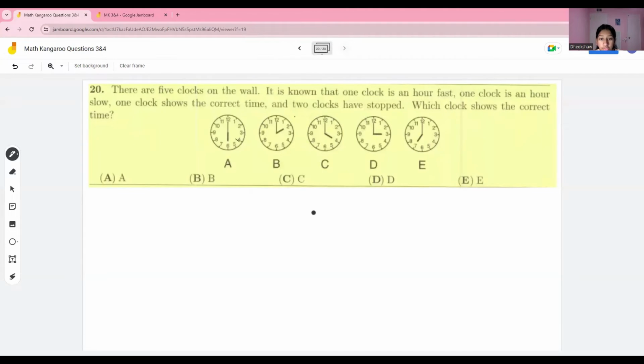So I'm going to depict the correct time as X. That will be the correct time. The clock that is 1 hour slow will be depicted as X minus 1. And the clock that is 1 hour fast will be depicted as X plus 1. So which clock shows the correct time? Let's try writing down these times over here. So this is 6 o'clock, this is 2 o'clock, this is 4 o'clock, this is 3 o'clock, and this is 7 o'clock. So which one of these follows this sort of consecutive time?